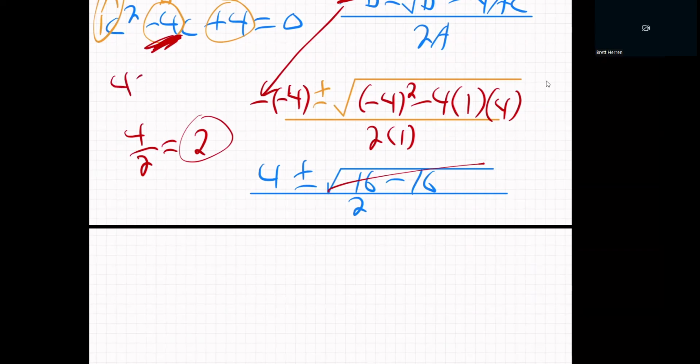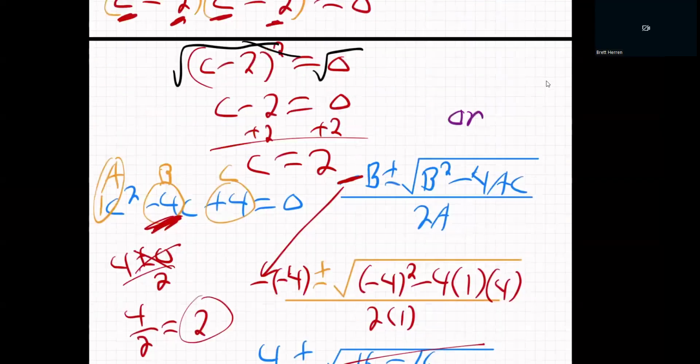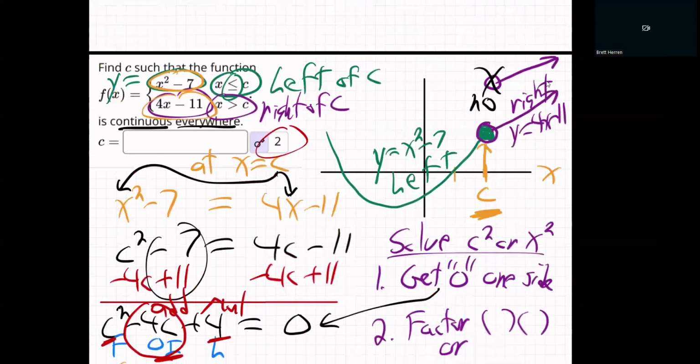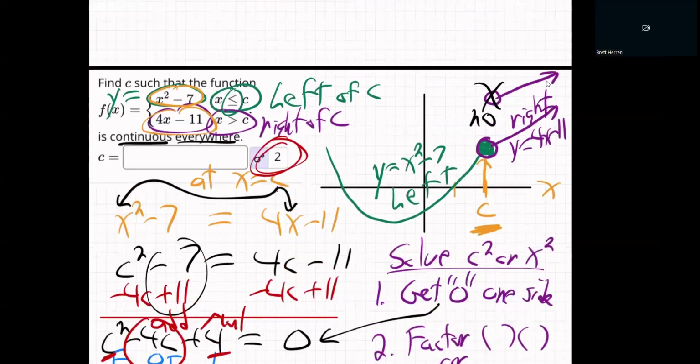Right. Was that too fast? 4 plus or minus 0 over 2. So that just doesn't do anything. It's just 4 over 2. It's 2. And so either way, you can do the quadratic formula, you can do factoring, and you get your answer. C has got to be 2. And there we go.